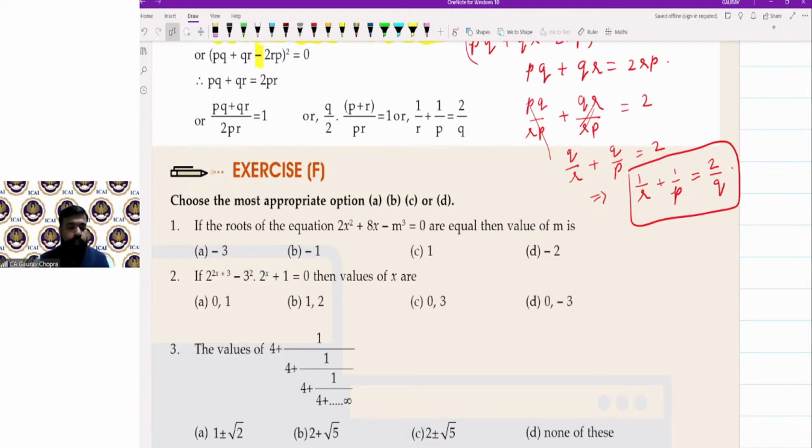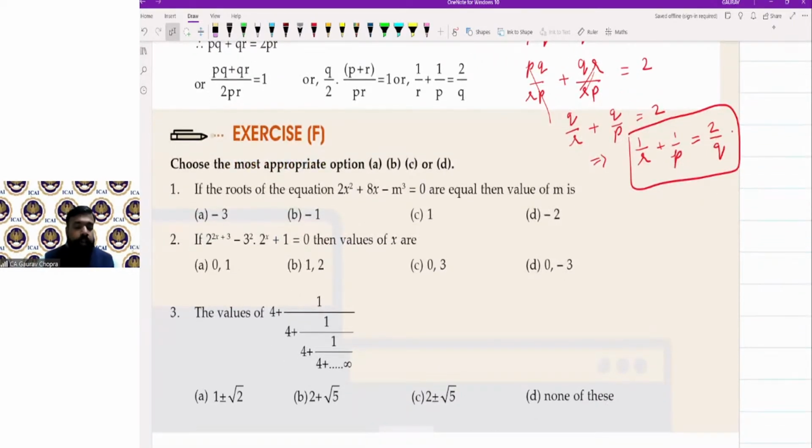So now let us try some questions from exercise number F. The first question says, if the roots of the equation are equal, then find the value of m. Now applying the same condition, roots are equal, that means discriminant is equal to 0. So what is b square? So 8 square minus 4a and then c. C is minus m cube is equal to 0.